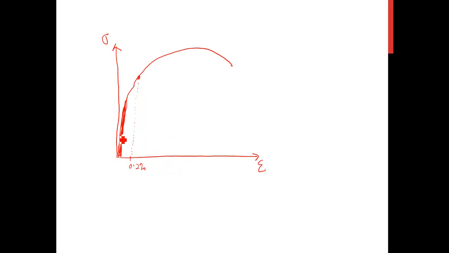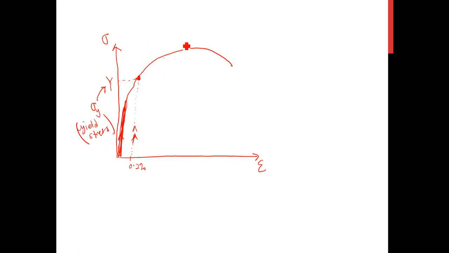If you draw the linear line from the 0.2% offset up to the stress strain curve, this is what we call point y. The stress at point y is called the yield stress.